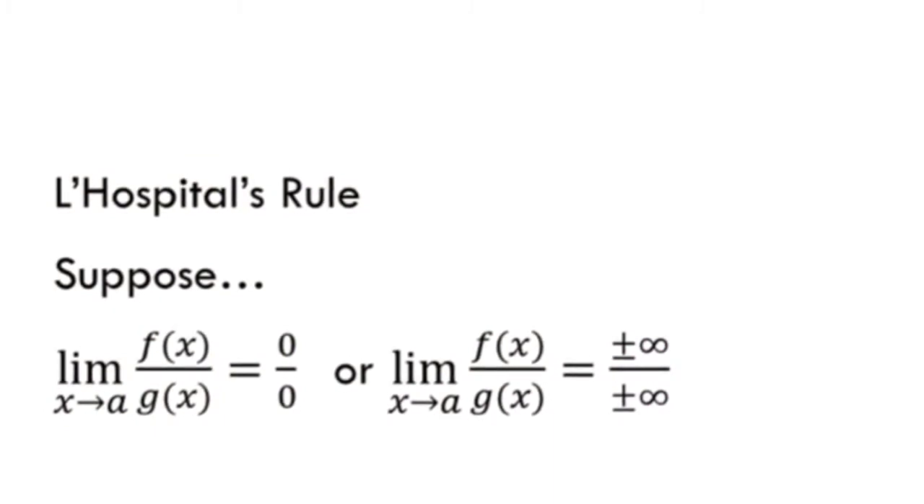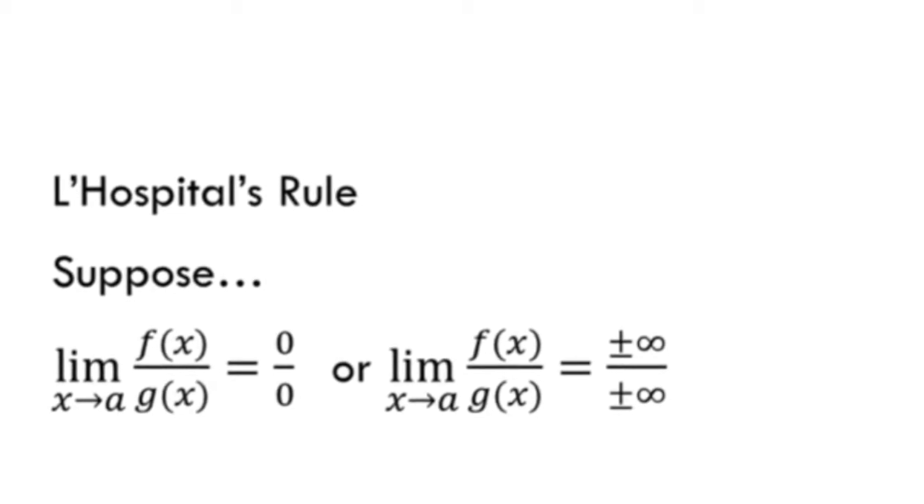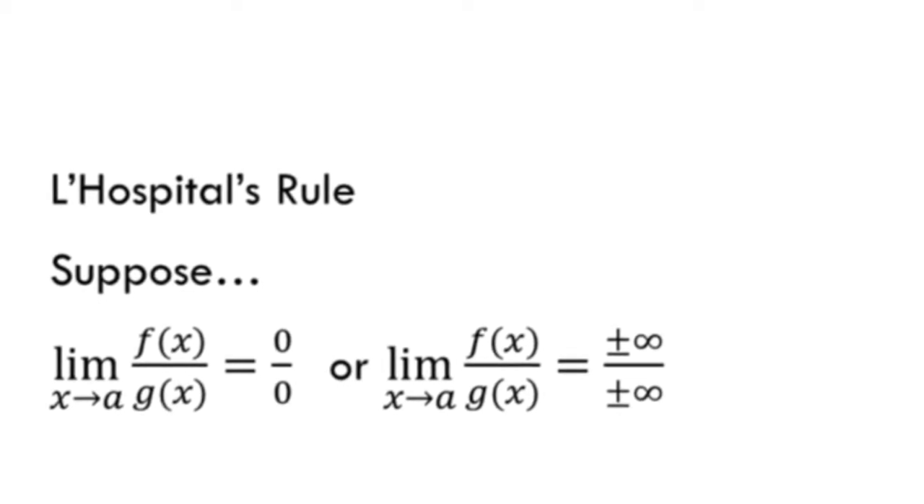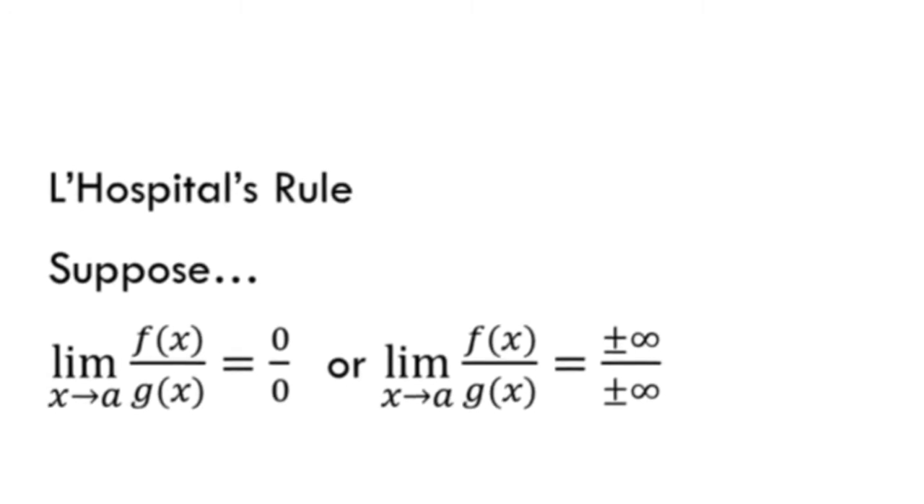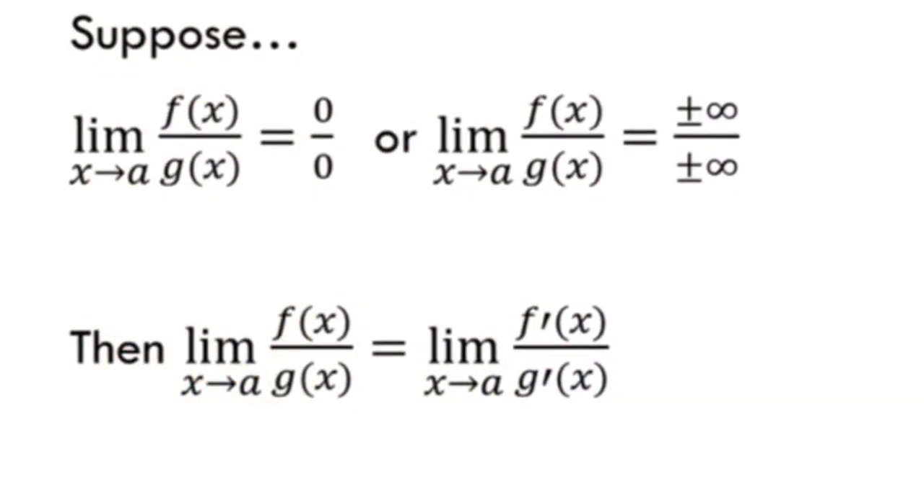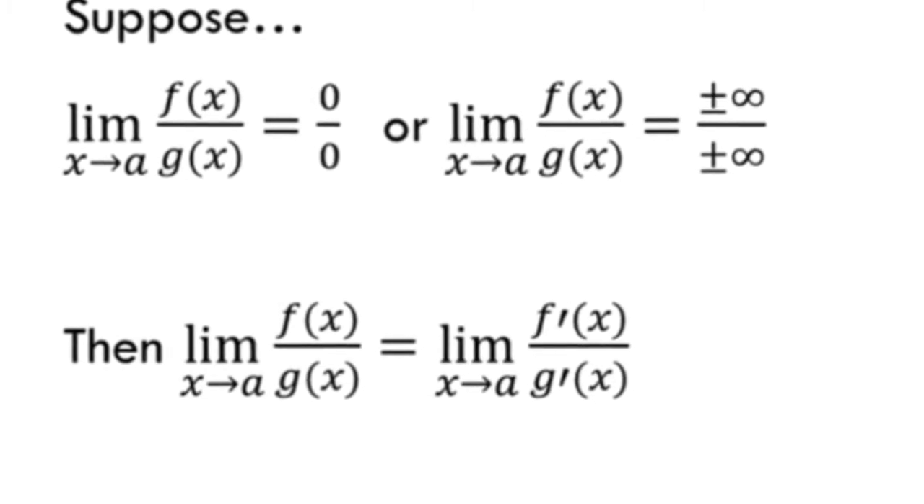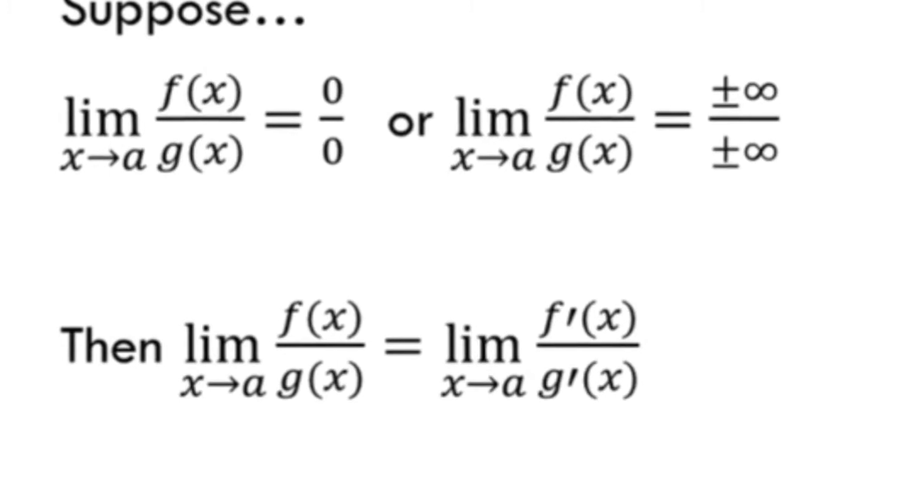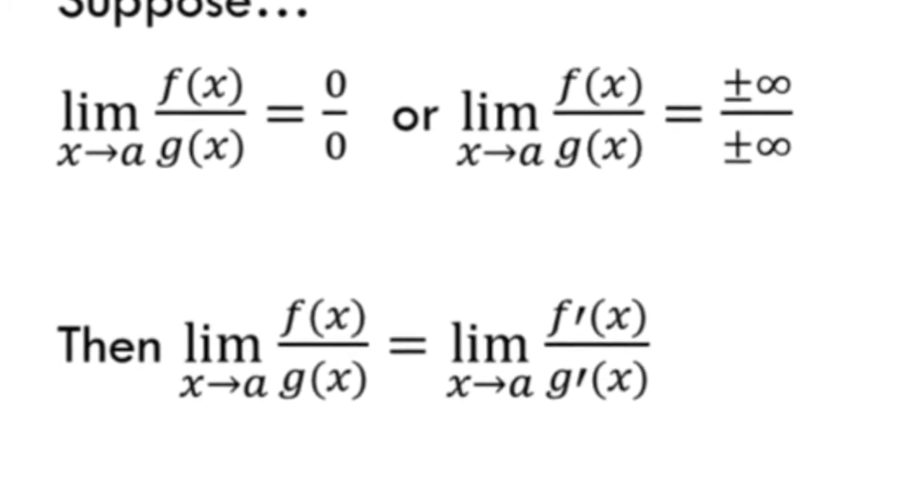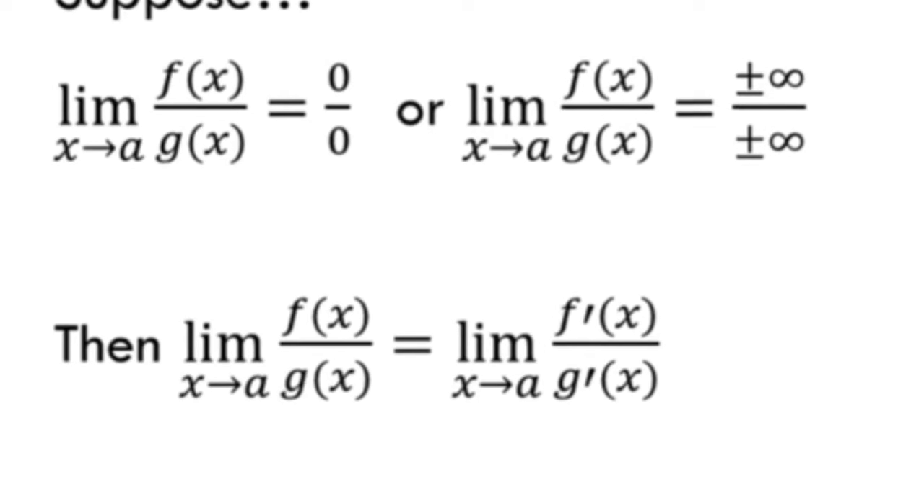So here's L'Hôpital's rule. What it's basically saying is you're going to have a fraction and a function on top and a function on the bottom. If you have a limit which requires you to plug something in and you get either 0 over 0 or a type of infinity over a type of infinity, that's no good. This is what you do. You take the derivative of the top and take the derivative of the bottom, and then try plugging it in again.